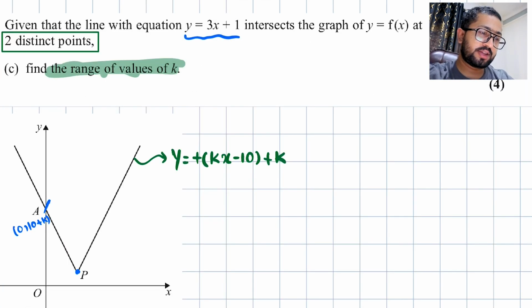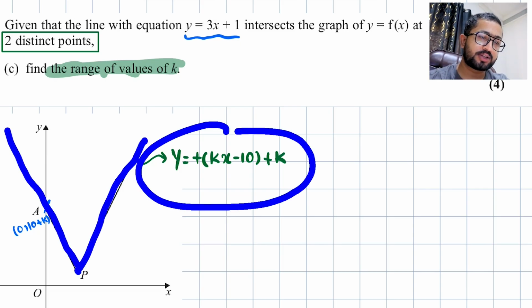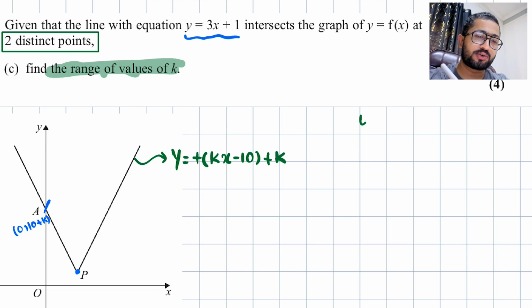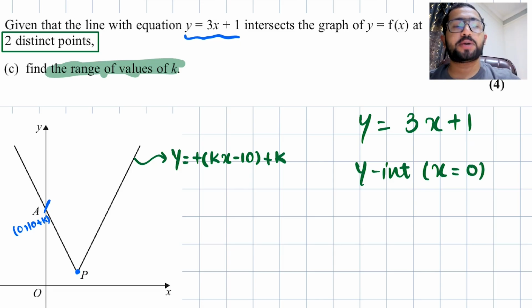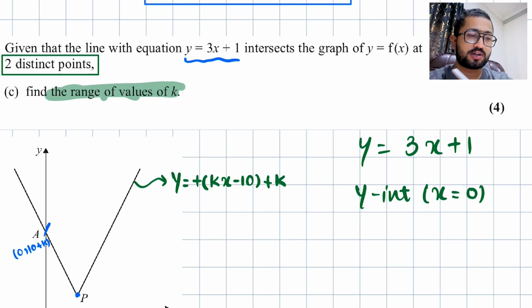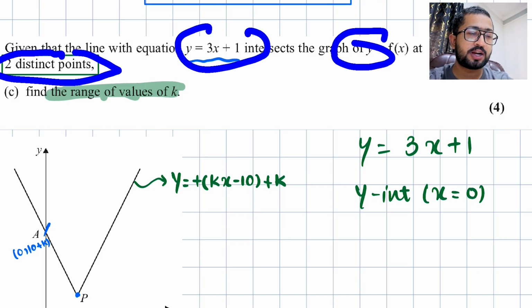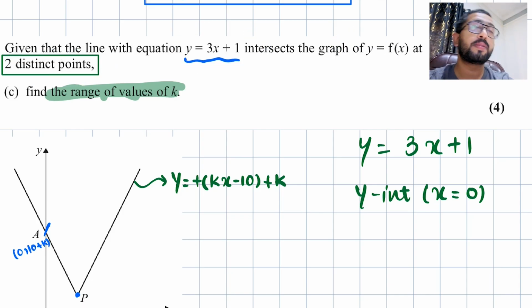Alright, so given that the line with equation y equals 3x plus 1 intersects the graph of y equals f(x) at two distinct points. That is the graph of y equals f(x), and let's make a graph of y equals 3x plus 1. So how to make a graph of a straight line? Find the x-intercept or y-intercept. Everyone knows that this is a special question in our modulus function chapter, where the line and curve can intersect at one distinct point or maybe two distinct points. I hope everyone remembers this idea.